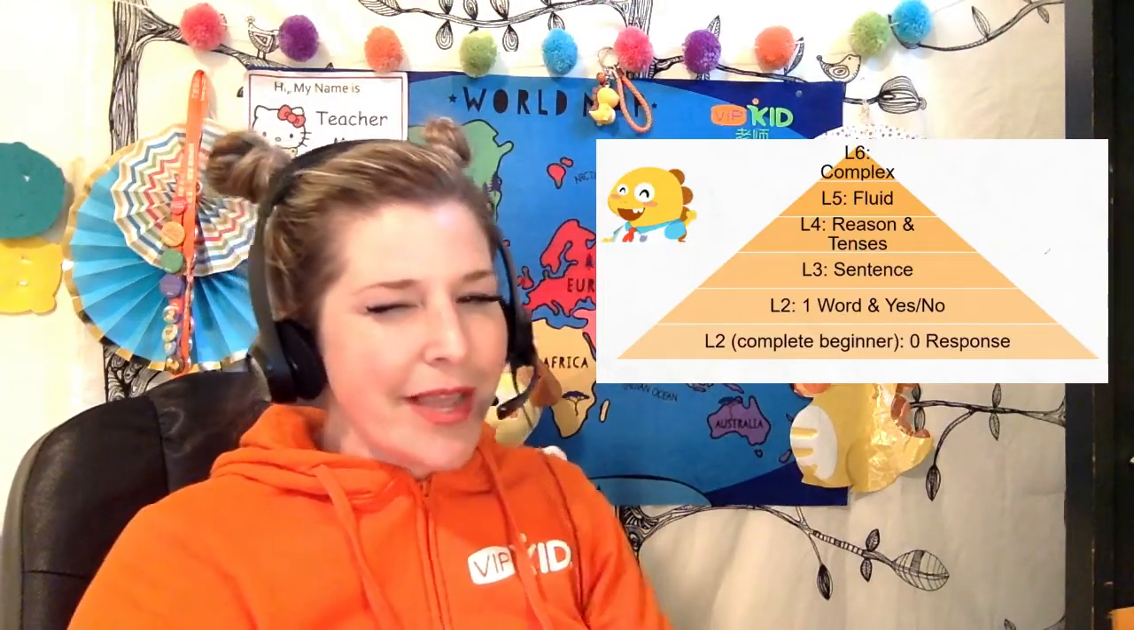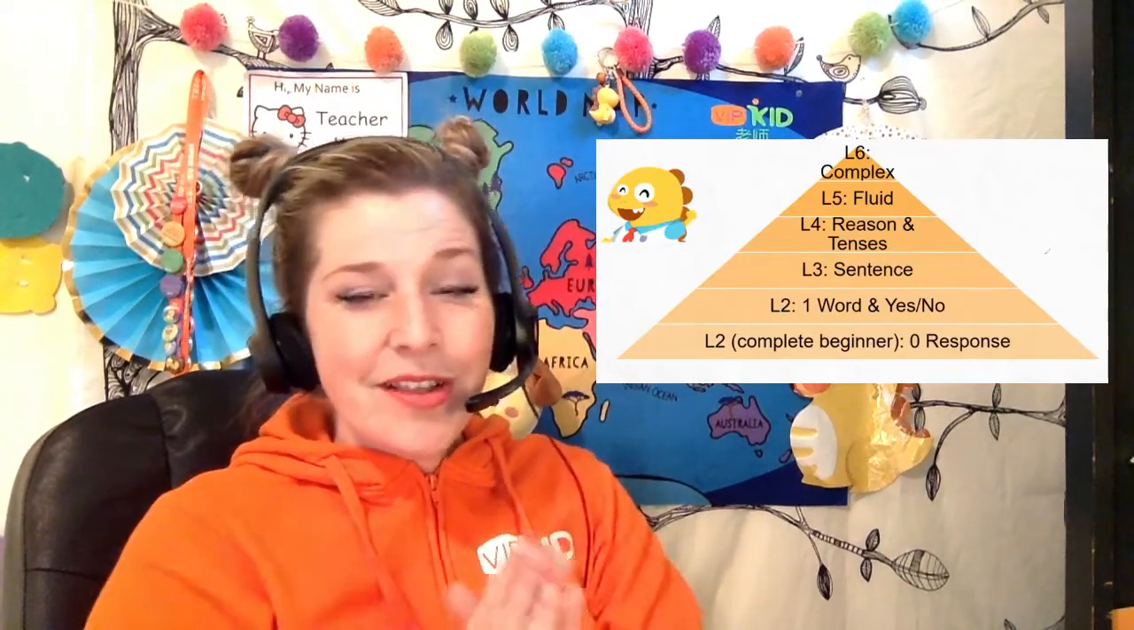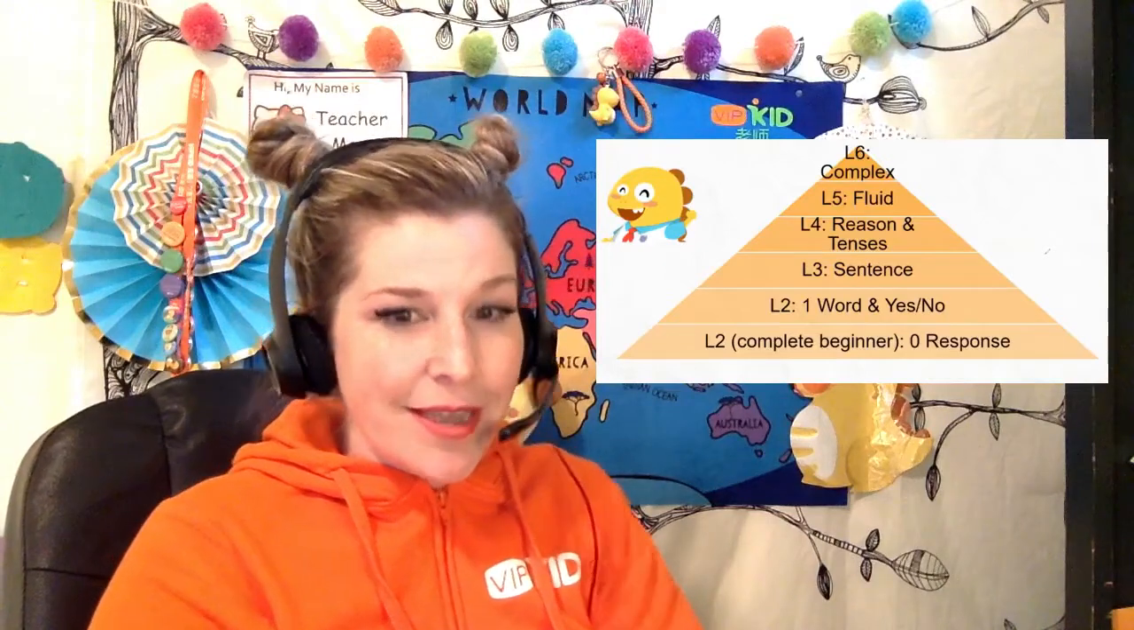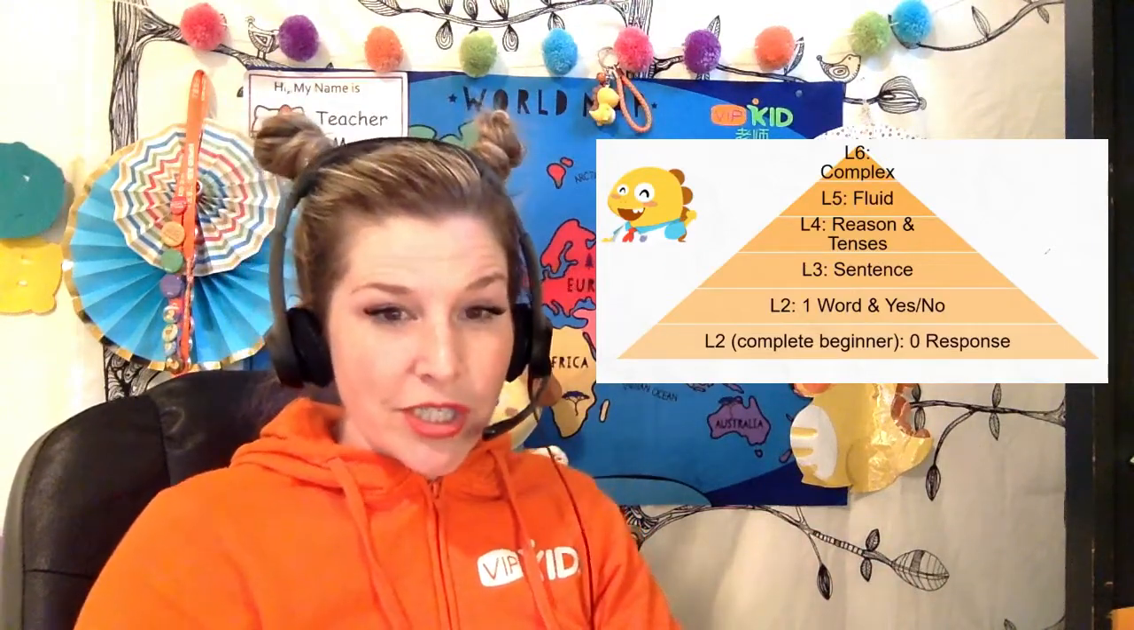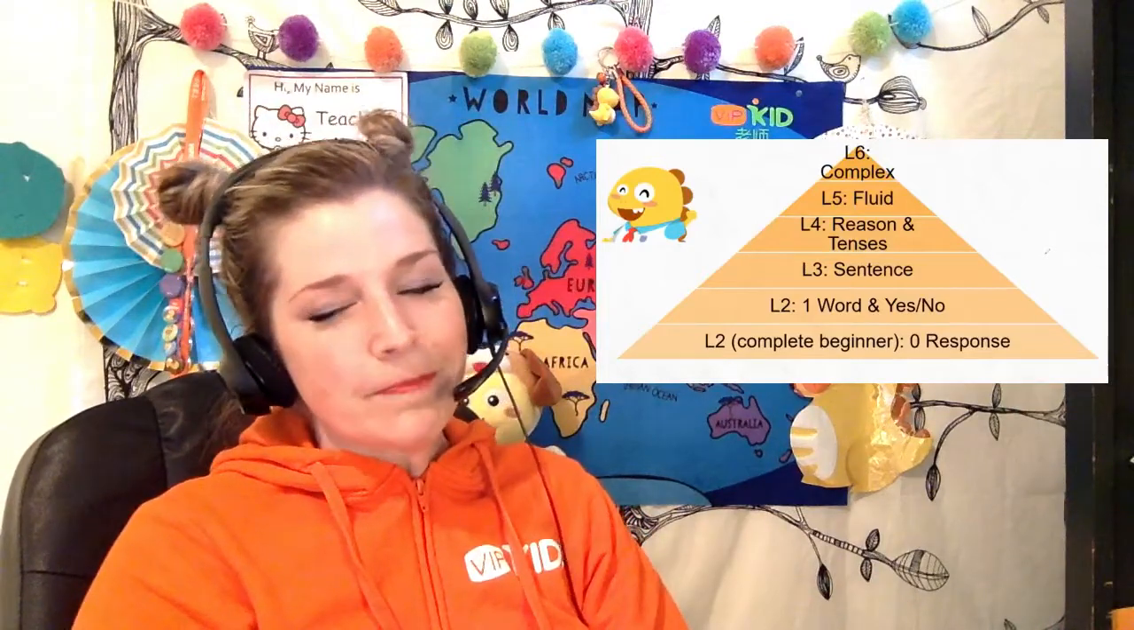Level 4, this is where the reasoning comes in. So this is where you can ask why. And that why is really important because it starts to show that they're able to start thinking through those different things. This is also where they start using a variety of tenses. Now, it may not always be correct, but they're usually trying to use different tenses. And so that's happening in that level 4.